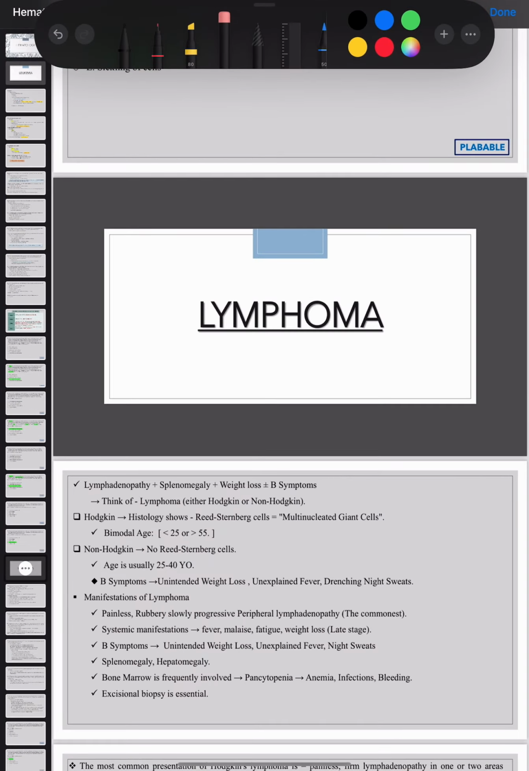Today we are going to discuss the hematology section, and today's topic is lymphoma. All of us know what lymphoma is: a neoplastic proliferation of cells native to the lymph node. And what are those cells? The cells are lymphocytes and their precursors, and histiocytes. Lymphoma has two subdivisions, Hodgkin lymphoma and non-Hodgkin lymphoma.